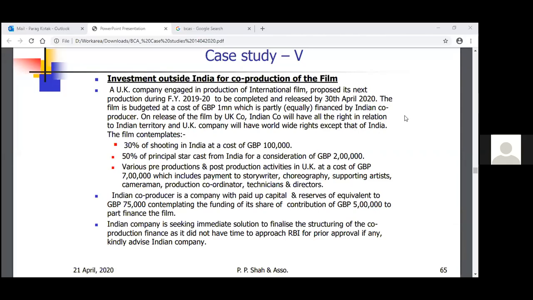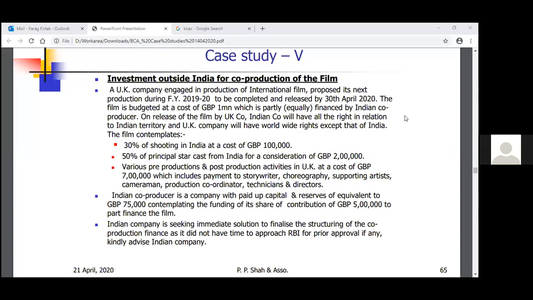The Indian company is seeking an immediate solution to finalize the structuring of the co-production finance, as it did not have time to approach RBI for prior approval, if any. Kindly advise the Indian company. So we are asked to advise the UK company and the Indian company how to carry out this job efficiently without going into difficulty.